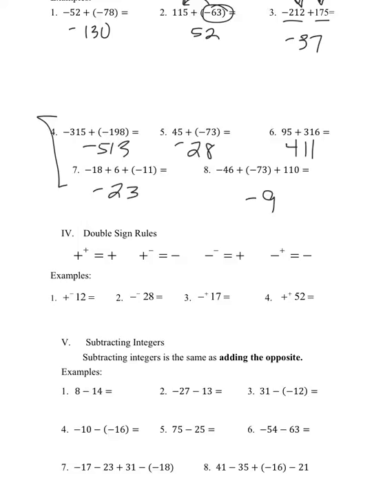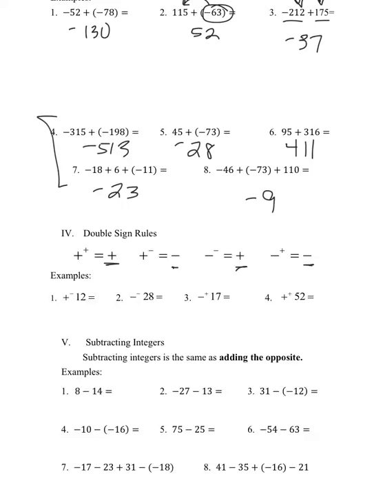Take a second and check your answers and see if you're correct. So double sign, what this means is if you're adding a positive, you need to add in the end. When you are adding a negative, you're going to actually be subtracting. When you're subtracting a negative, you're going to actually be adding the values. And when you're subtracting a positive, you're actually going to be subtracting the values.